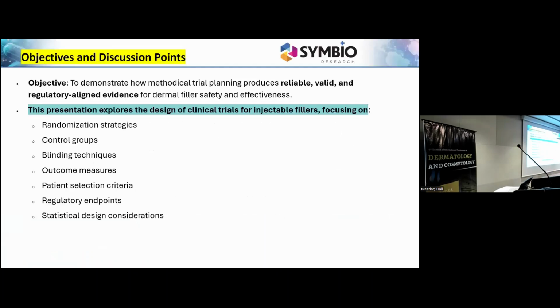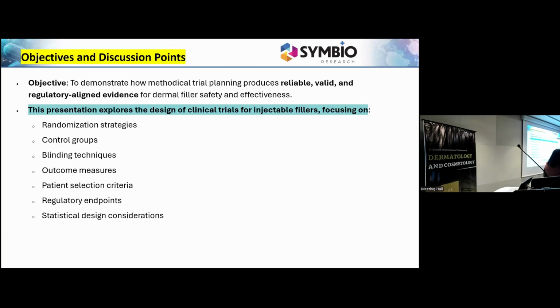So my objective today is to demonstrate how to methodologically plan a clinical trial in a way that the desired results we want are attainable, and at the same time it is also ethically approved by the regulators. This presentation is going to explore several things that are key in any injectable clinical trial. I'm going to focus on injectable clinical trials because they have slightly different requirements than normal drug products.